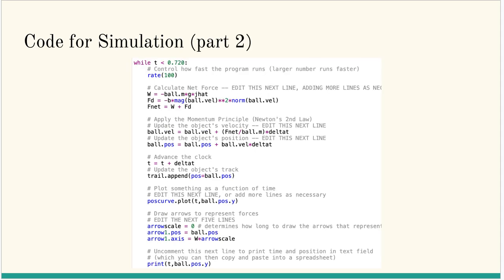This was the second while loop, after 0.52 seconds until the last timestamp in the video, which considered the weight force and the drag force. So it overcame the tension force, and then there was just weight and drag. And it updated the position and velocity in the code.